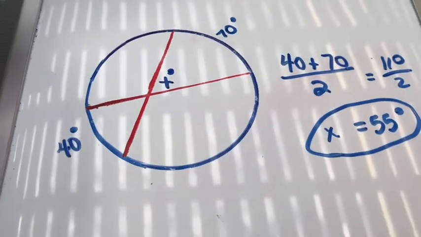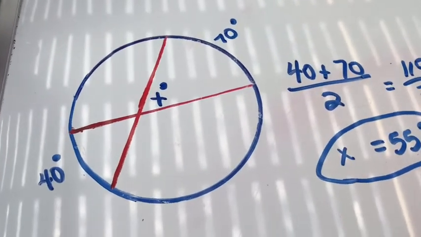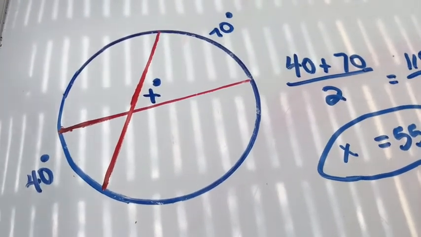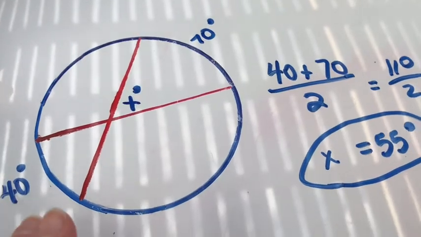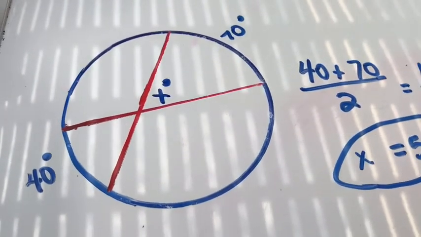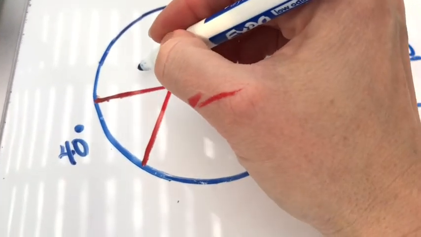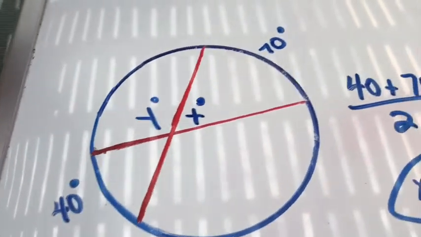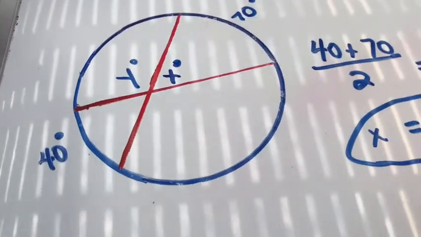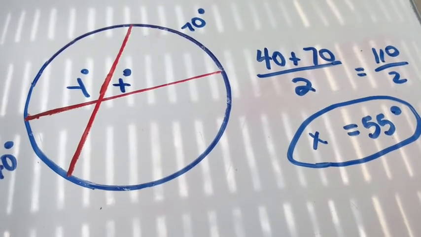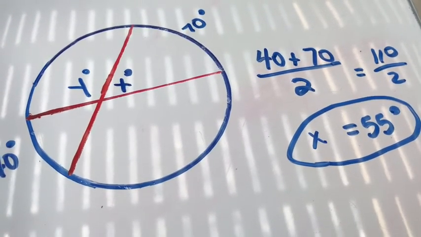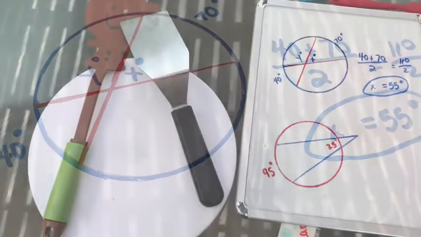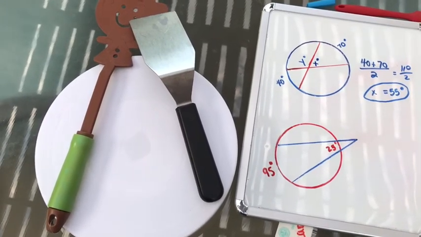So if we are going to find an angle measure where two segments cross inside of a circle, that angle is going to be the average of the two measures of those arcs. Be careful though, because you might be asked for this other angle. If you're going to find this one, you just subtract from 180. So for y, we'd take 180 minus 55, and we would get 125 degrees.